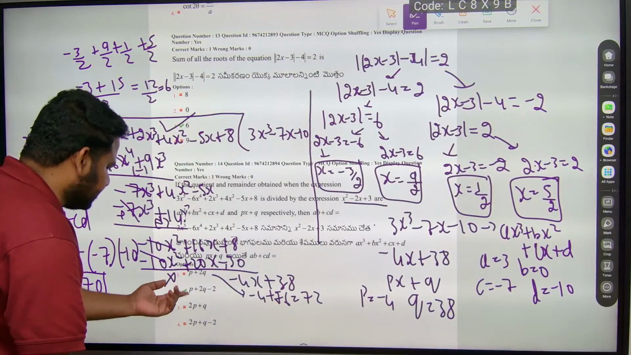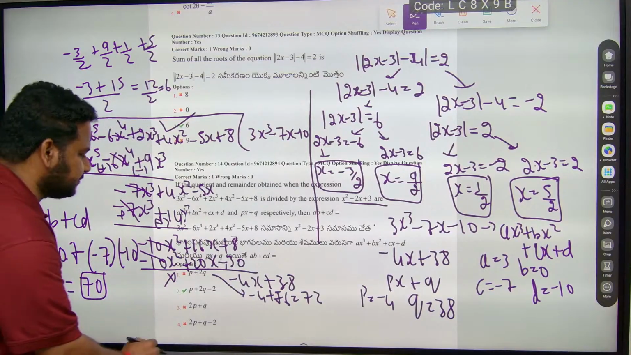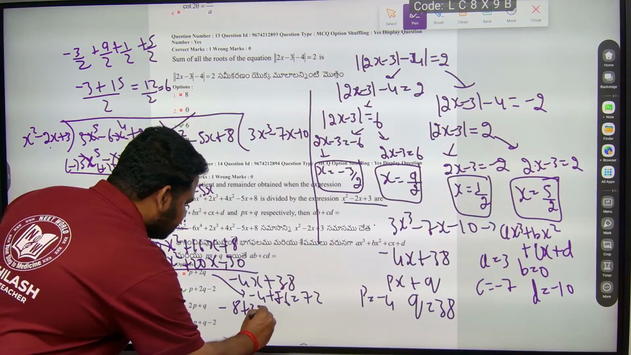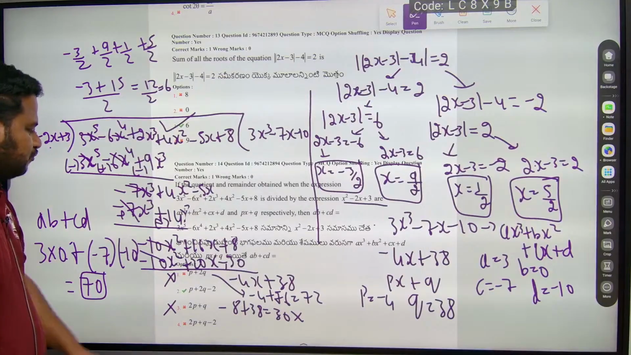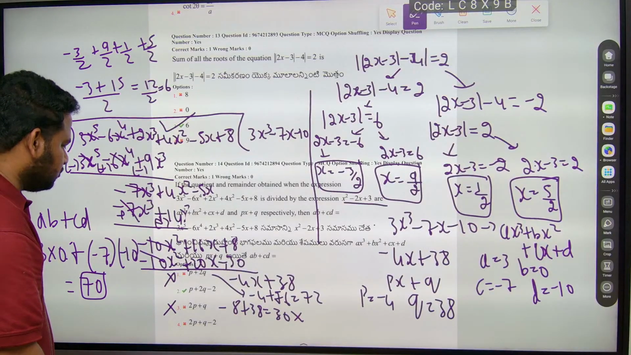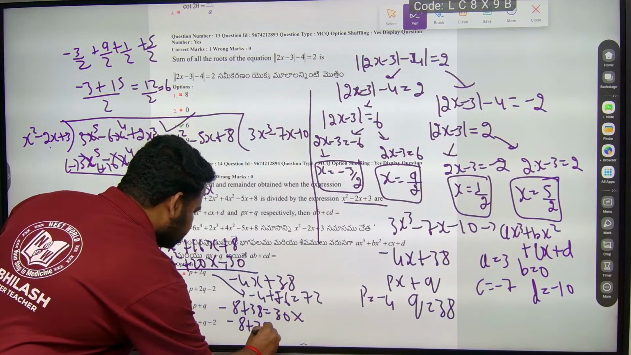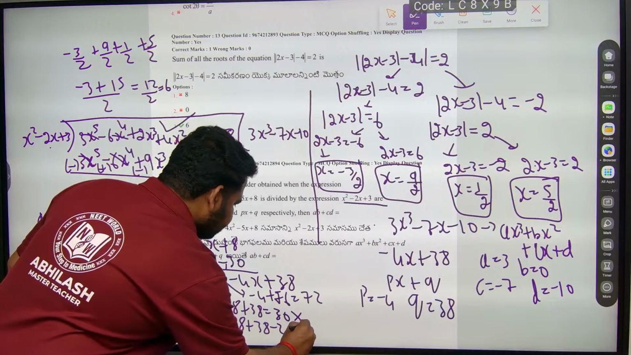Okay. The second option they have given the answer. Before that let us check the third option. 2p is nothing but minus 8 plus q, that is 38, I will get 30, which is not the right answer. So the third option is ruled out. What about the fourth option? 2p is nothing but minus 8 plus q is 38, minus 2. So this will become equal to 28, which is not the answer.